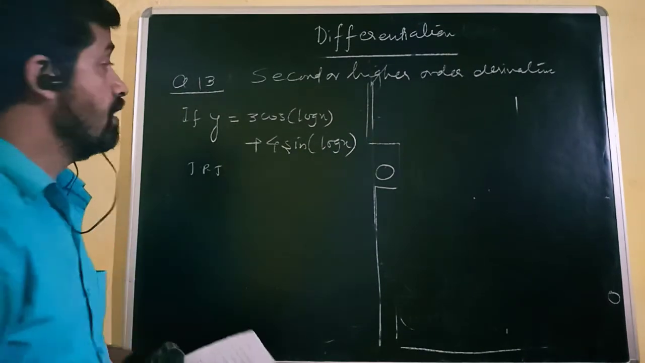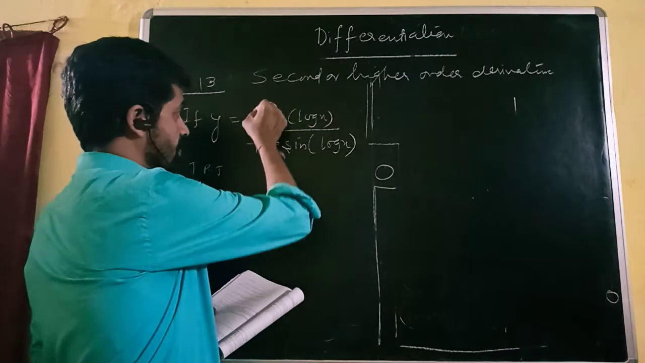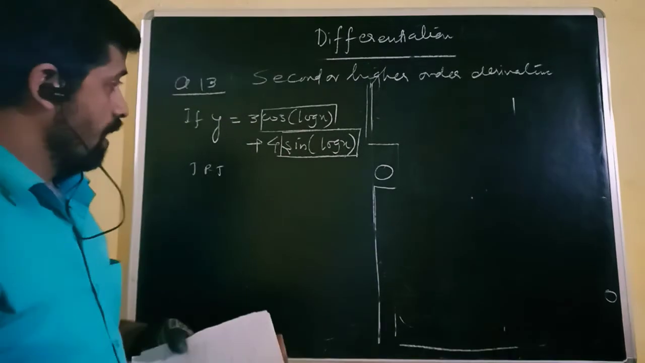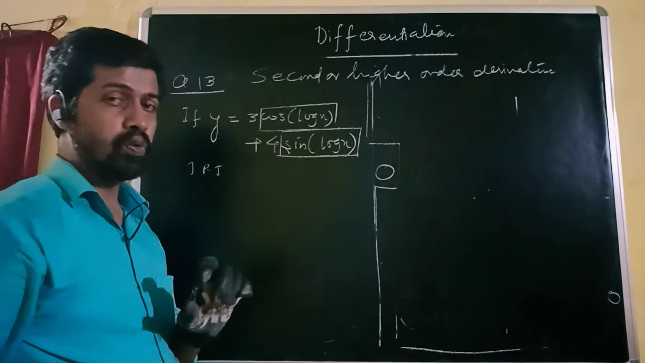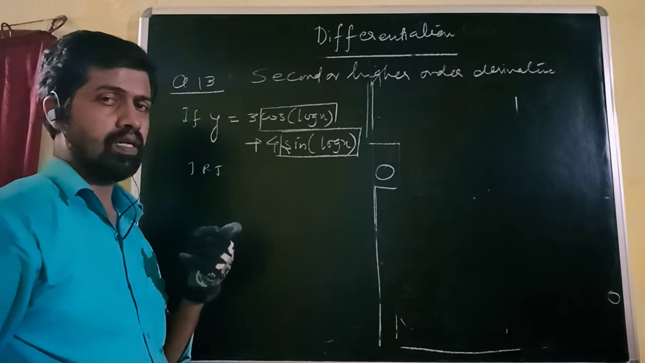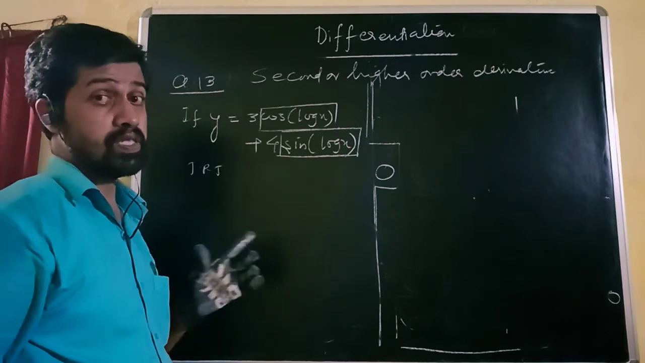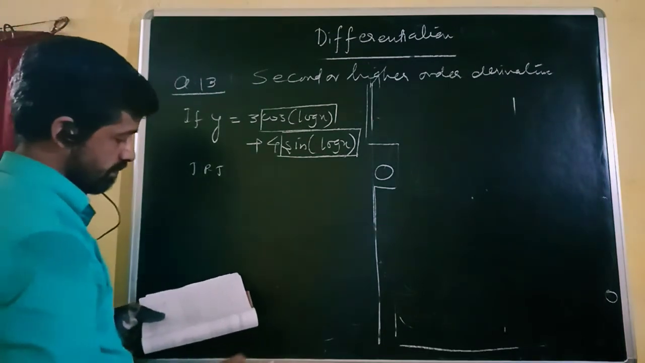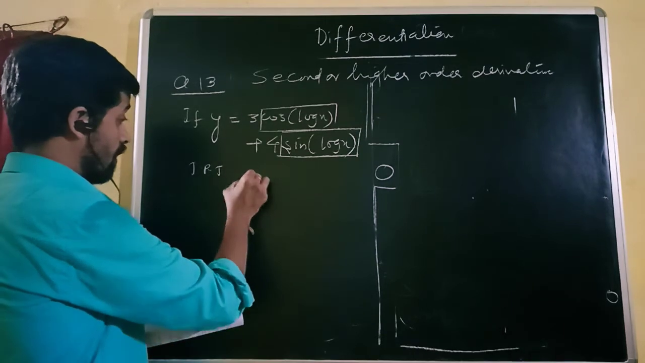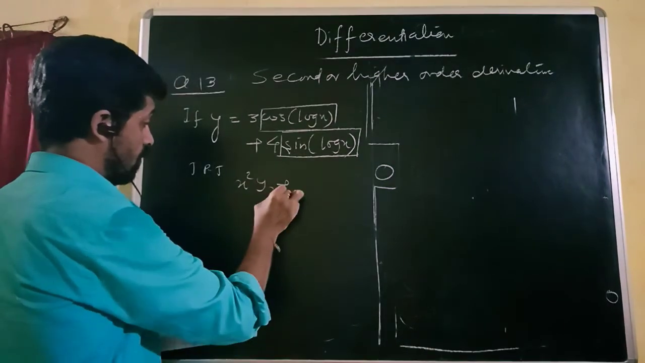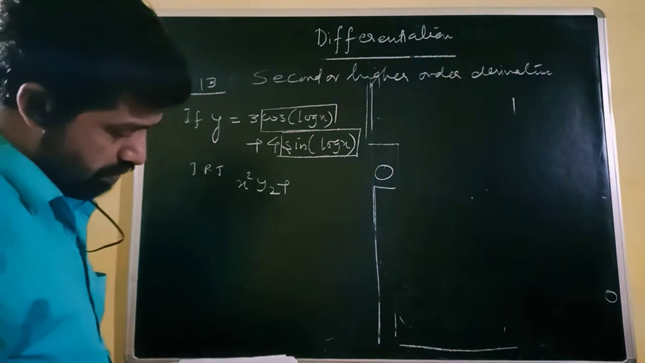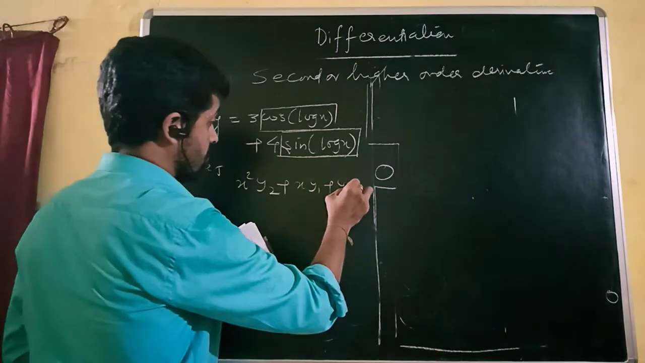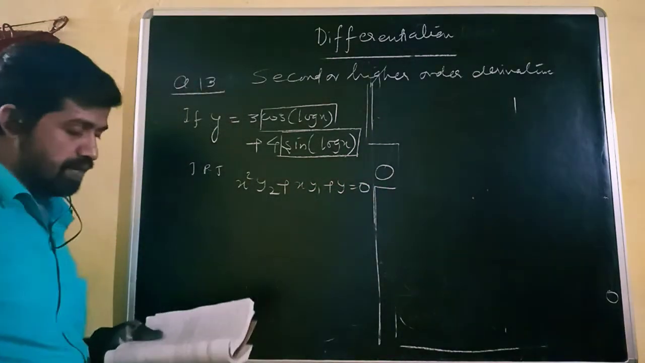You must be observing that it is an example of composite functions, which is part of chapter 1. So differentiation and integration both are linked to composite functions, or better to say, the first chapter, right? Now what we are asked to prove is that x square y2 plus x y1 plus y equals 0. This we have to prove, children.